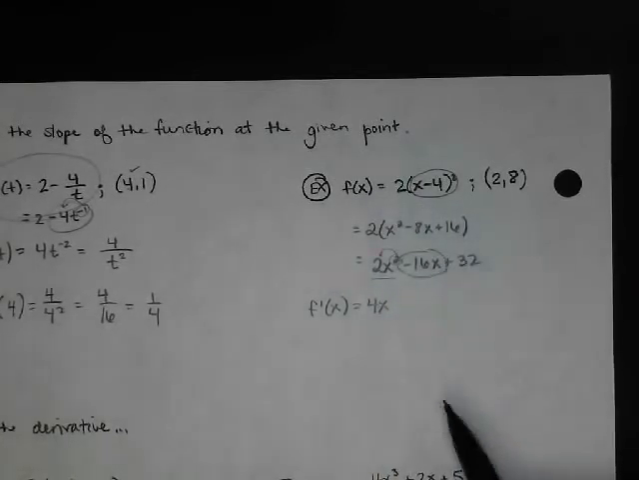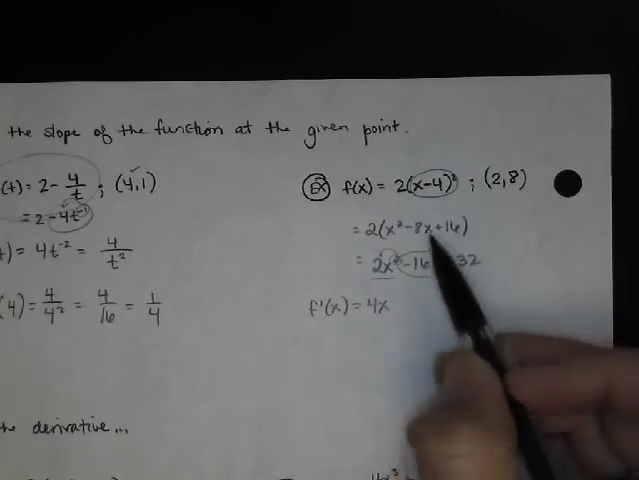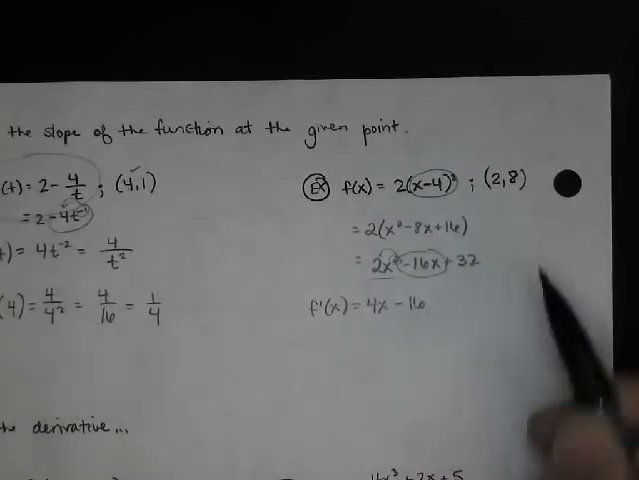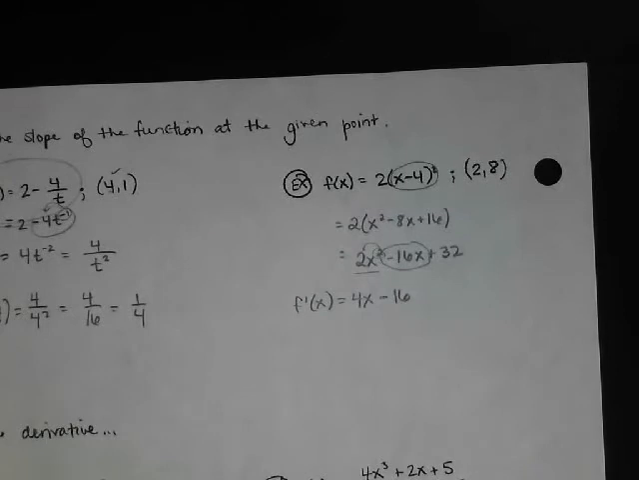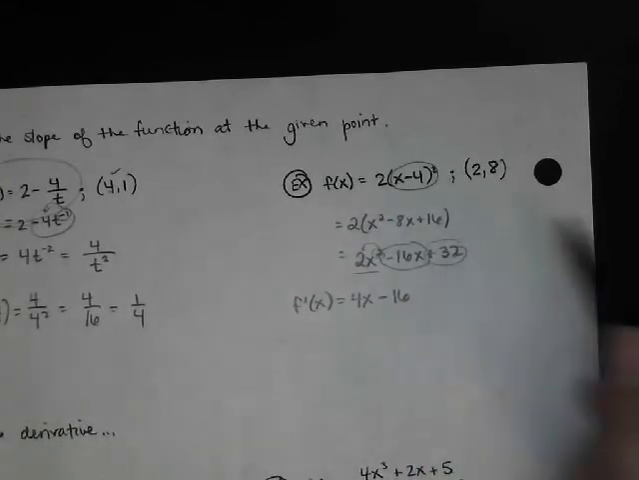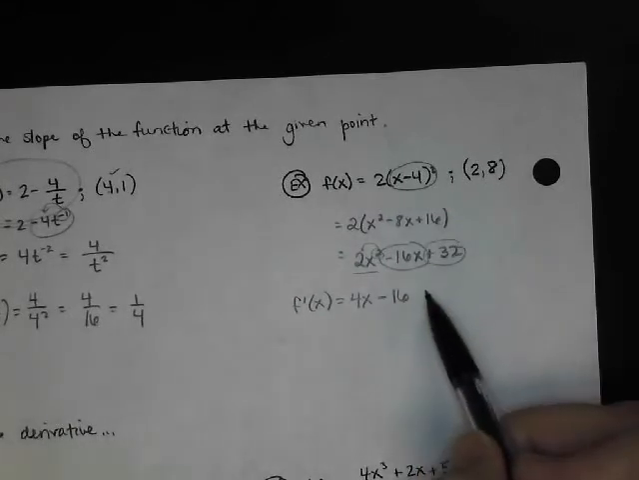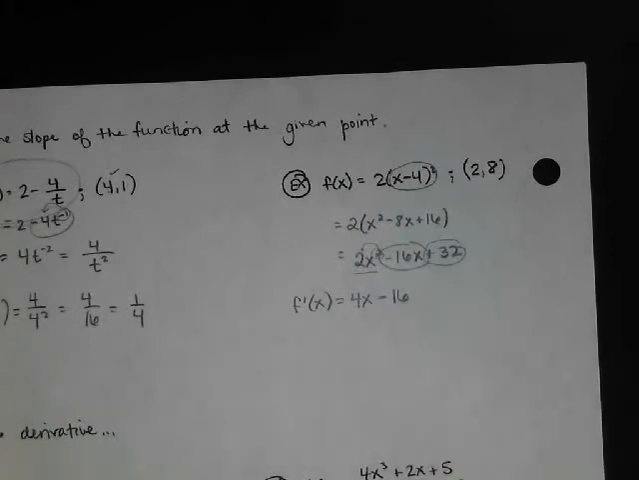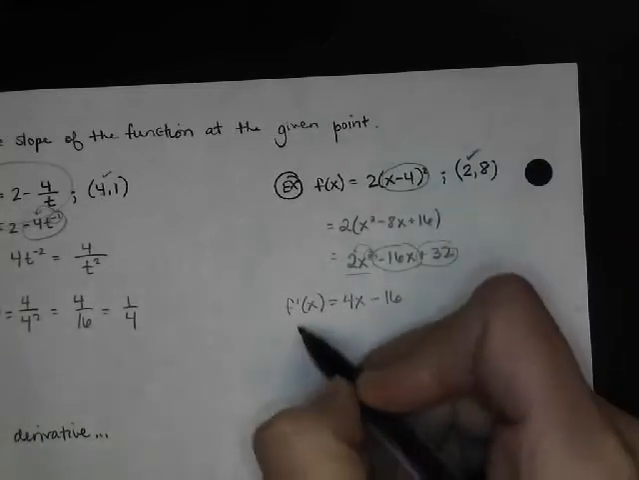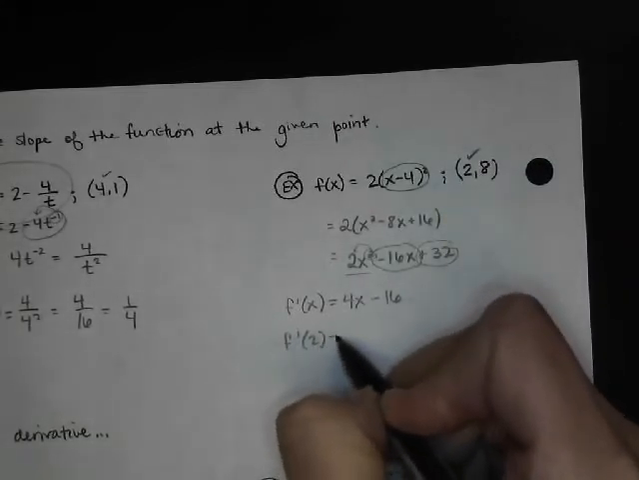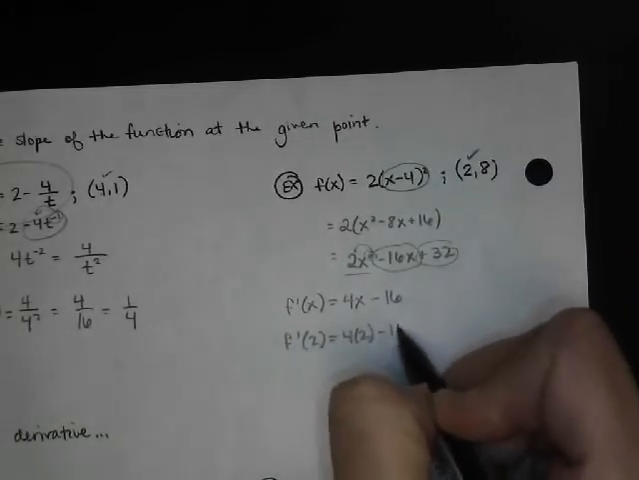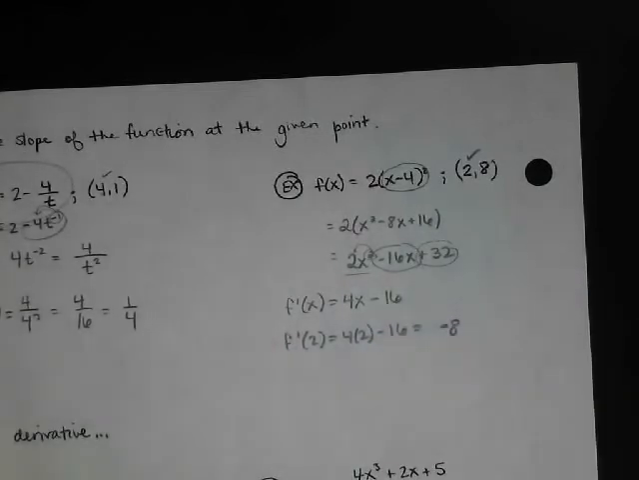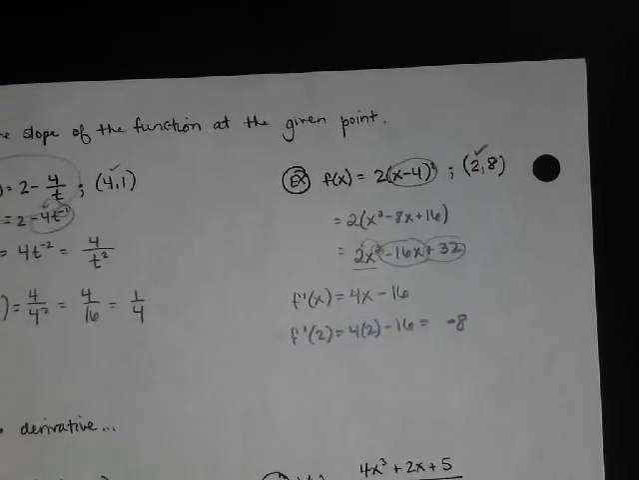On our negative 16x, that's technically a 1. You're bringing that out front. It'll be just minus 16. X to the 0 power, you don't need to write. And then the derivative of 32, which is a constant, is just 0. So I wouldn't bother writing the plus 0. Just 4x minus 16. Now I'm going to evaluate that at 2. So f prime of 2 equals 4 times 2 minus 16 is negative 8. So the slope at 2 is negative 8.